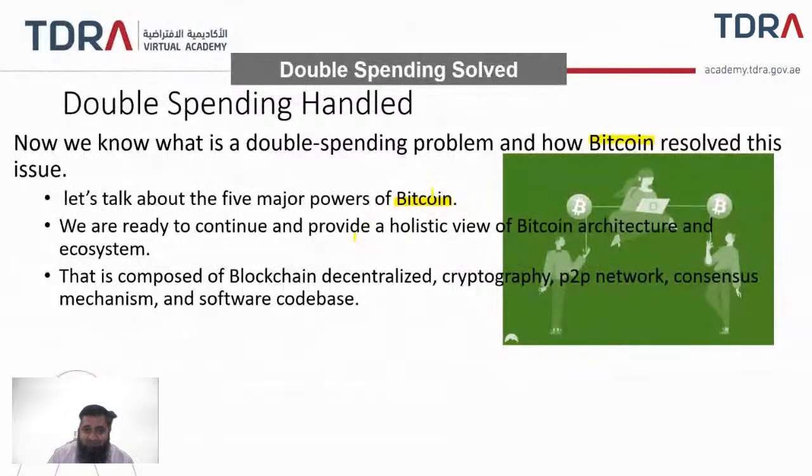So this is one of the decentralized, cryptographically hashed peer to peer network, the consensus mechanism, and the software code base. So, these are the five features that are present in the cryptocurrencies, and these five features make this double spending totally unallowable and make it more reliable due to its features. So let's have a look at the next session.